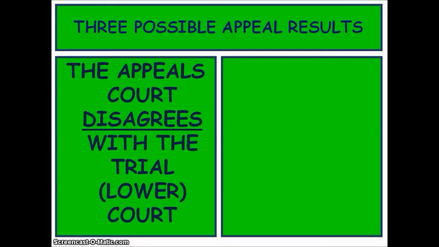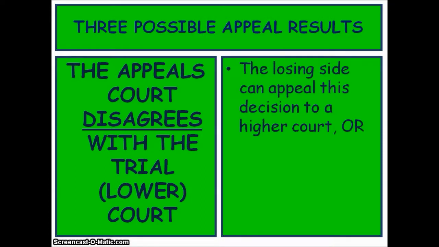Now there are a couple situations that can occur there. First of all, the losing side can appeal this decision to a higher court. So in other words, if we assume that this appeal was heard by the New York State Supreme Court, the losing side in this situation would be the prosecution, and the prosecution can appeal that decision to a higher court. The only higher court that could hear it would be the United States Supreme Court. So that's one option they have.